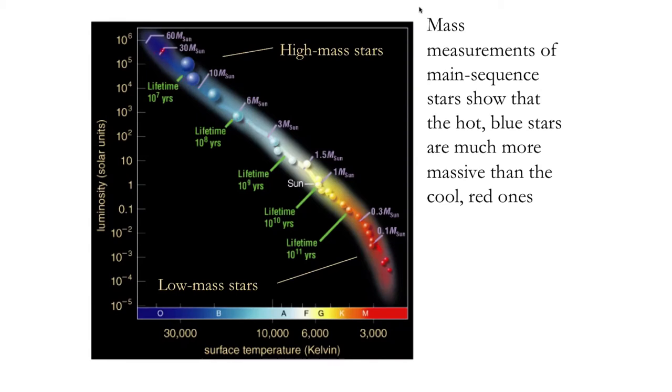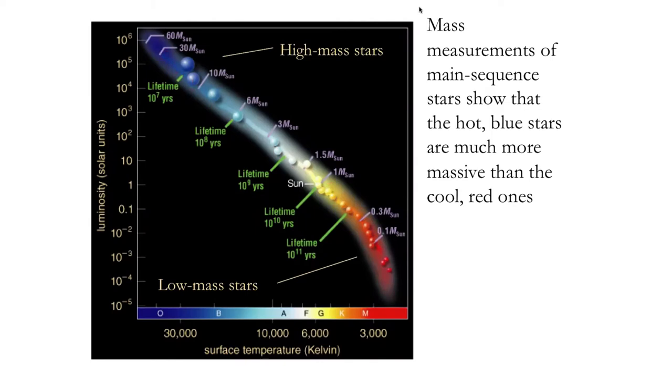From 60 solar masses to 100 solar masses, all the way at the very top of the HR diagram and the left of the main sequence, all the way down through the sun, and then the lowest mass stars in the universe, less than 1/10 of a solar mass down here at the very bottom of the main sequence. So this is a mass sequence.